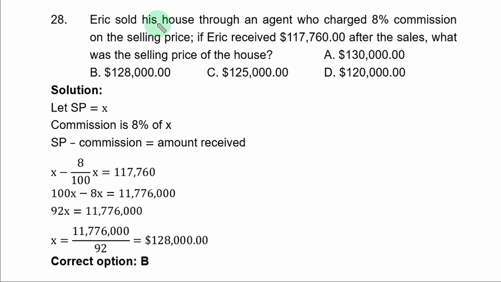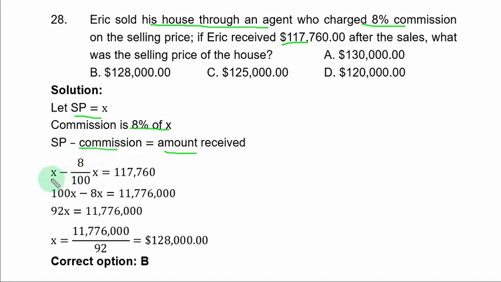Question 28. Eric sold his house through an agent who charged 8% commission on the selling price. If Eric received 117,760 dollars after the sales, what was the selling price of the house? So let the selling price be S. Commission is 8% of S. Now the amount he received is the commission subtracted from selling price. You have it in this form.